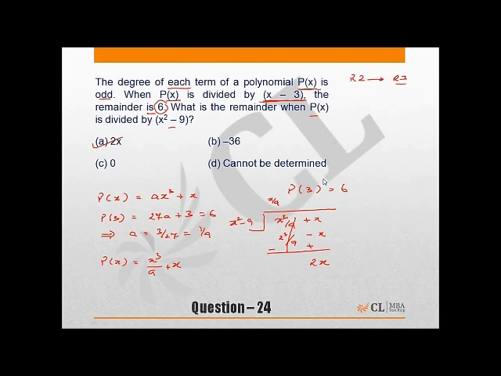This is again a classical SQC method, where we create a situation which satisfies the condition given in the question. In this question, we created this P(x) such that the condition is satisfied: when P(x) is divided by x minus 3, the remainder is 6. Whatever remainder we get on dividing this P(x) by x square minus 9 becomes the answer. Let's move to the next question now.